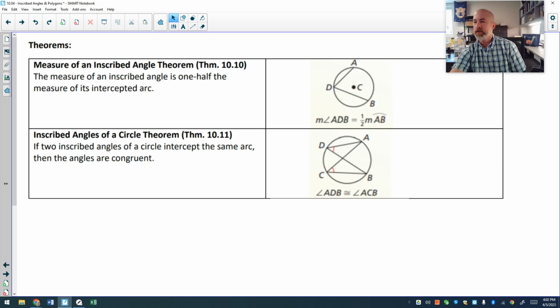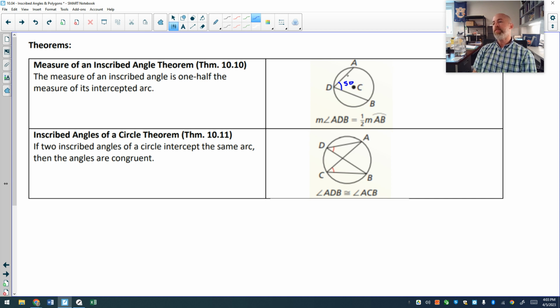Moving on to a few theorems. The first theorem is talking about the measure of an inscribed angle and how it relates to its intercepted arc. And it turns out that if you have the measure of an inscribed angle, that inscribed angle is always half of the intercepted arc. So for example, if this angle were 50 degrees, then I would know that the intercepted arc is 100. The angle is half of the arc, or you could say the arc is double the angle, or I could say that the measure of arc AB is twice the measure of angle ADB.